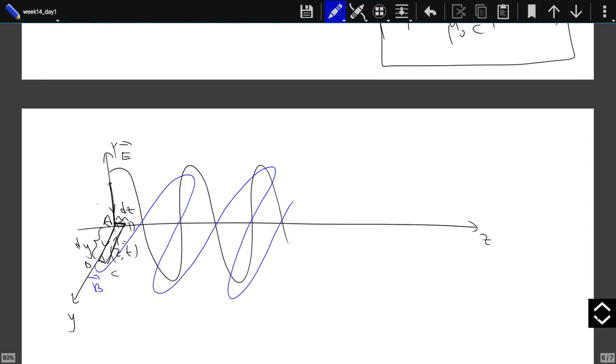What is the direction of E cross B? It's in the direction in which the wave is moving. E cross B is parallel to the K vector, the propagation direction.